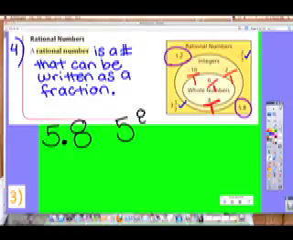Oh, divide them both by 2. That's going to be 5 and what? 4/5. Check. We're done. Again, always simplify your answers.